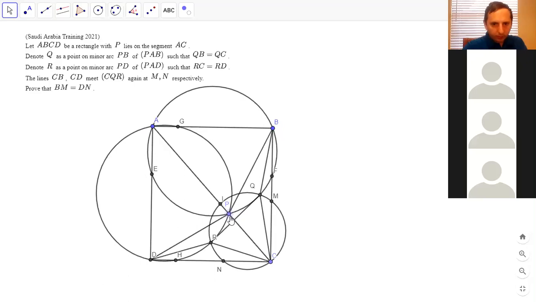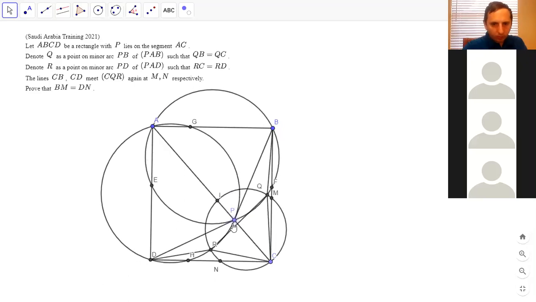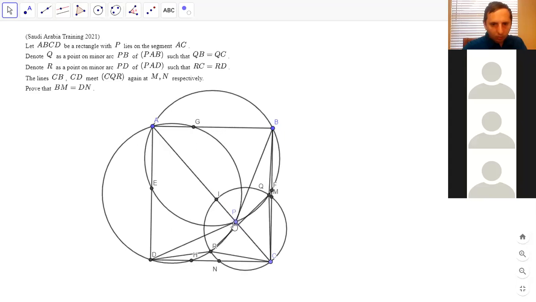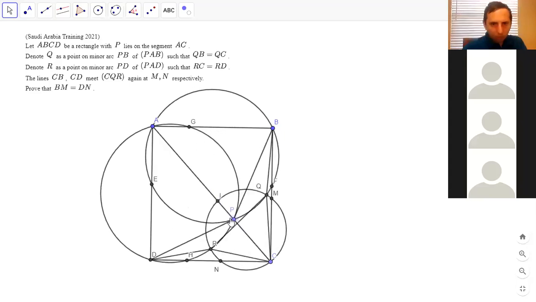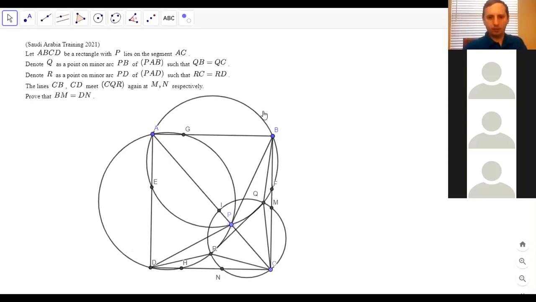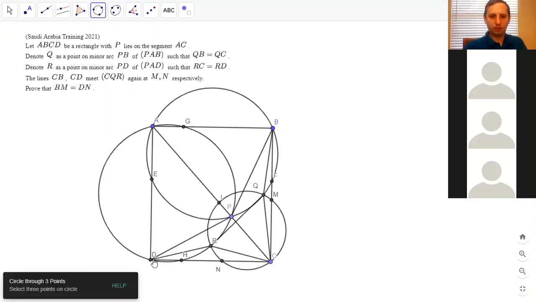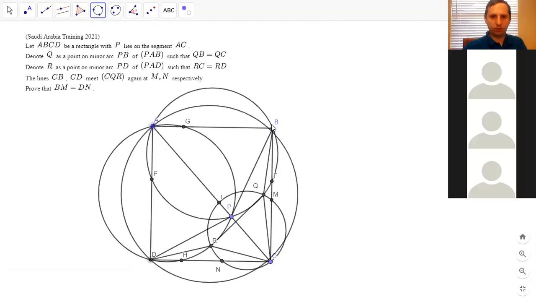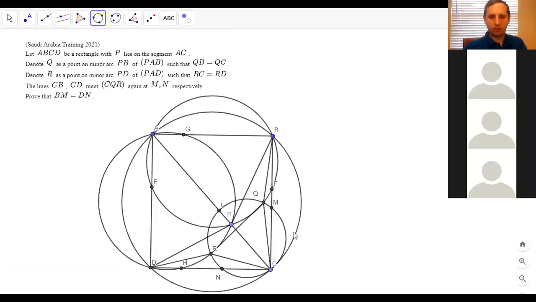Are there any special points in this? If BM is equal to DN, then the center of the spiral similarity is the midpoint of arc BCD. Oh, of the circumcircle of the rectangle. So if we draw, okay, let's draw that point. So that makes me wonder now.